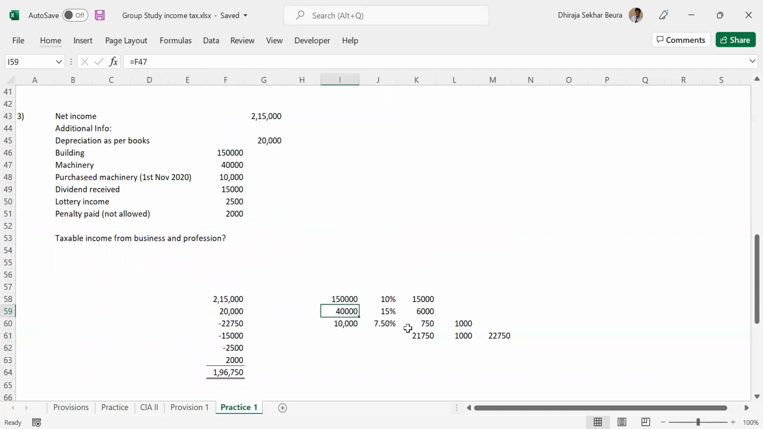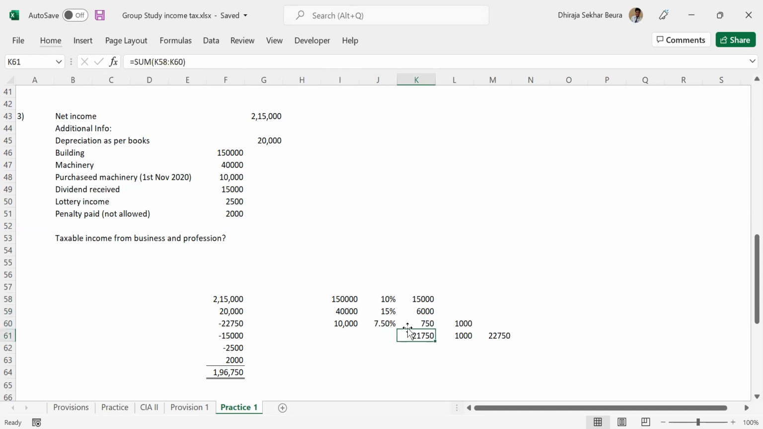Let's calculate the depreciation now. 1,50,000 is the building. Building is 10%, right? Machinery 40,000, 15%. Purchased machinery on 1st November 2020, so less than 180 days, 10,000. So half of the depreciation, 7.5%. So our depreciation comes to 15,000, 6,750, totaling to 21,750.